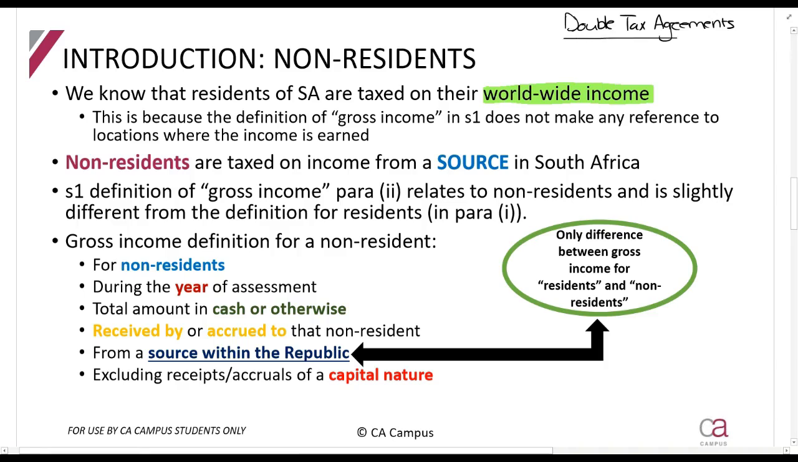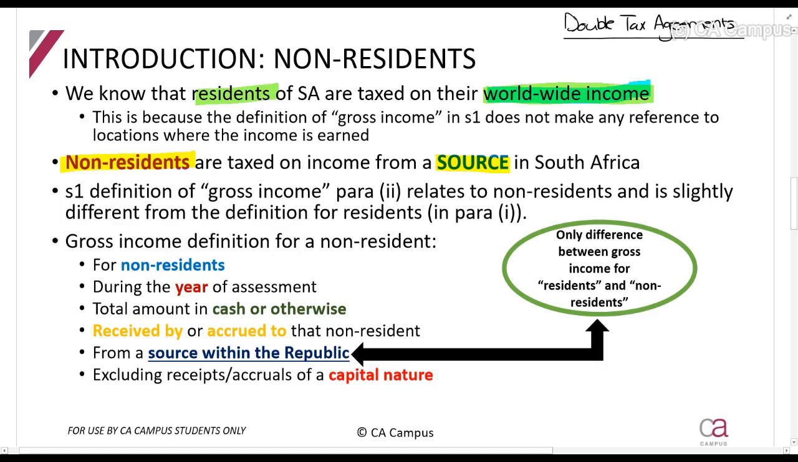You do look at double tax agreements in your CTA, and in questions they can provide you with them, but they'll always have to tell you and give you an extract from the double tax agreement. So it's not as common to see. Much more common is to understand that what we're looking at here is the Act in its raw form. So we're saying if there were no double tax agreements, this is how South African tax would work. South African residents are taxed on their worldwide income. Non-residents, which we're looking at now, get taxed on their income from a source in South Africa.